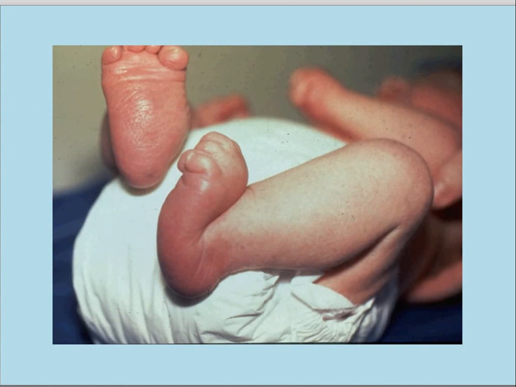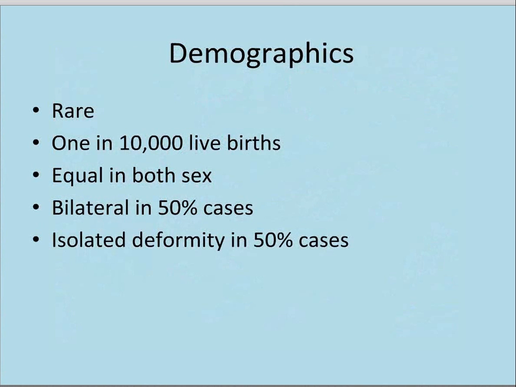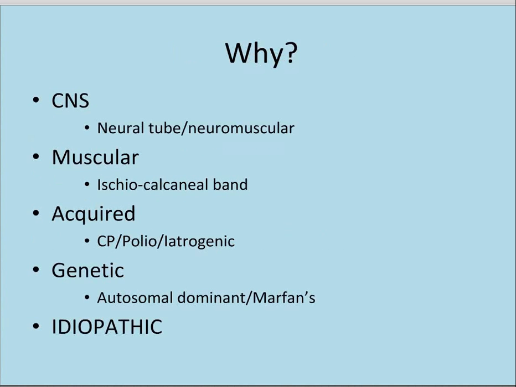Just the demographics, it is rare, so they reckon that for every 100 clubfoot, you get one vertical talus. It's about equal in both sexes. It's bilateral in half the cases, and 50% of them are an isolated deformity, so that means they're idiopathic, and about the other 50% are associated with these following things. So central nervous system, neural tube disorders, things like syrinxes, myelomeningocele, muscular, ischiocalcaneal bands, tight bands of muscles which cause equinus.